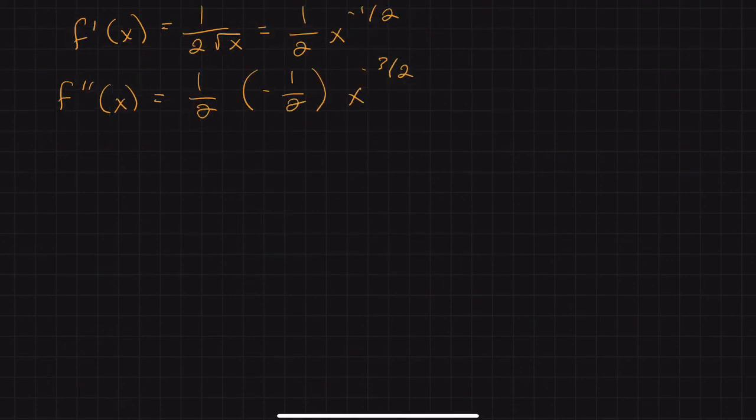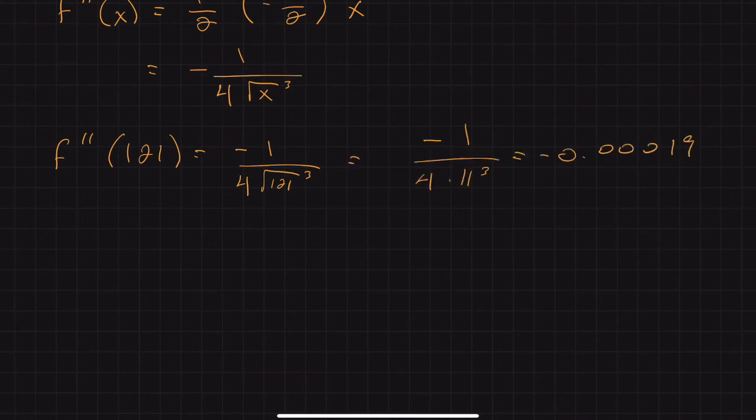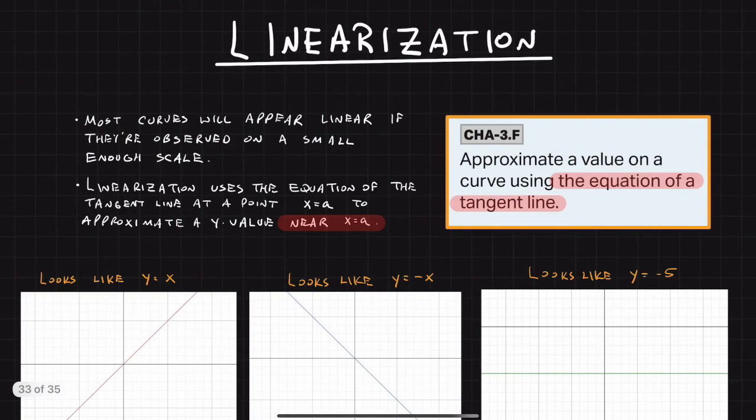F double prime of x would then be 1/2 times negative 1/2 times x to the negative 3/2, and this would simplify to negative 1 over 4 root x cubed. Now we can plug x equals 121 into the second derivative formula. That would give us negative 1 over 4 times the square root of 121 cubed. This would be negative 1 over 4 times 11 cubed, which ends up being negative 0.00019. All that really matters here is if our answer is positive or negative. In this case, it's negative. It's less than 0. Since f double prime of 121 is less than 0, that means that we have an overestimate. And that's all there is to linearization.